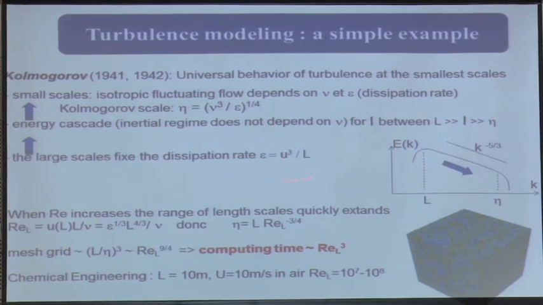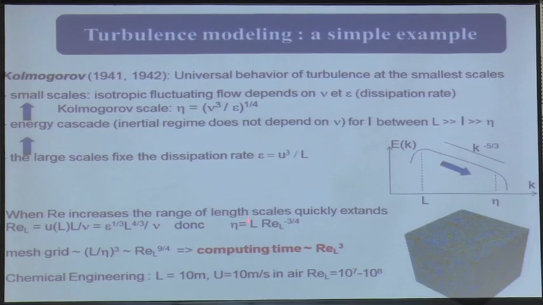We can estimate that using these equations, and then what we see is that the ratio in terms of size between the Kolmogorov scale and the large scale evolves like the Reynolds number to the power minus 3/4. So the mesh grid is going to evolve like L over eta to the power 3, because of course you have 3 directions. You are going to mesh in the 3 directions because the vortex is maybe moving in the 3 directions.